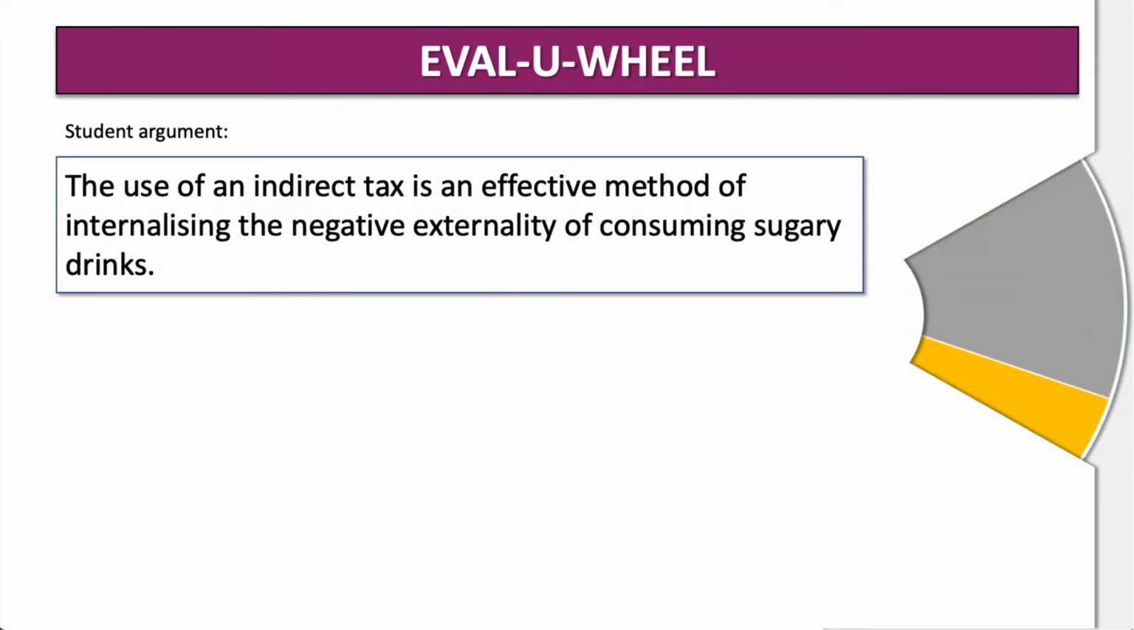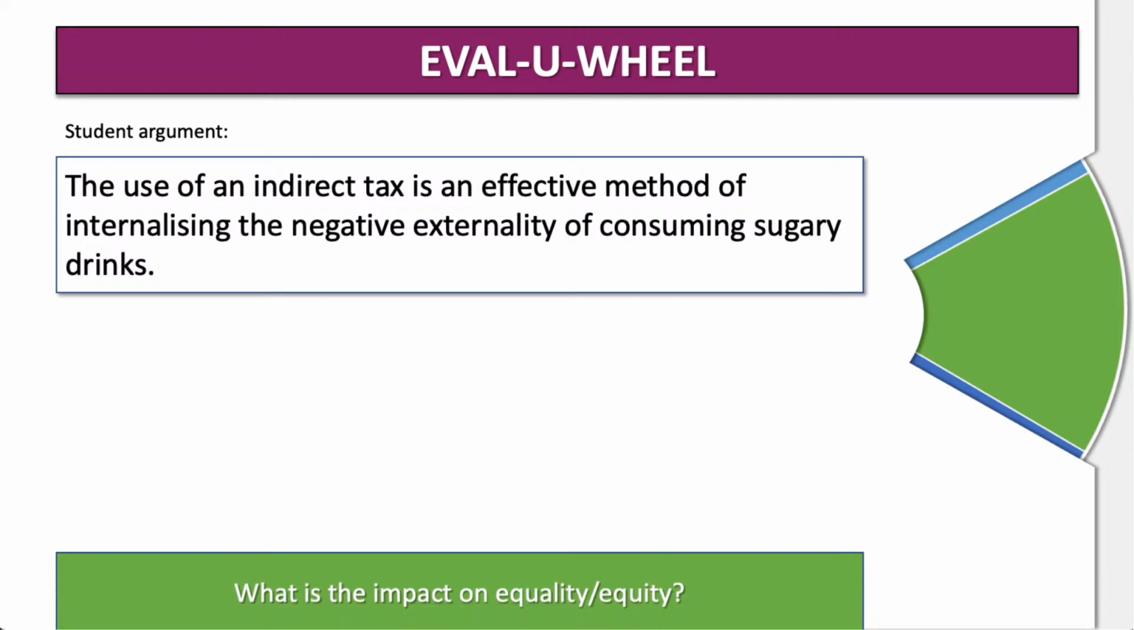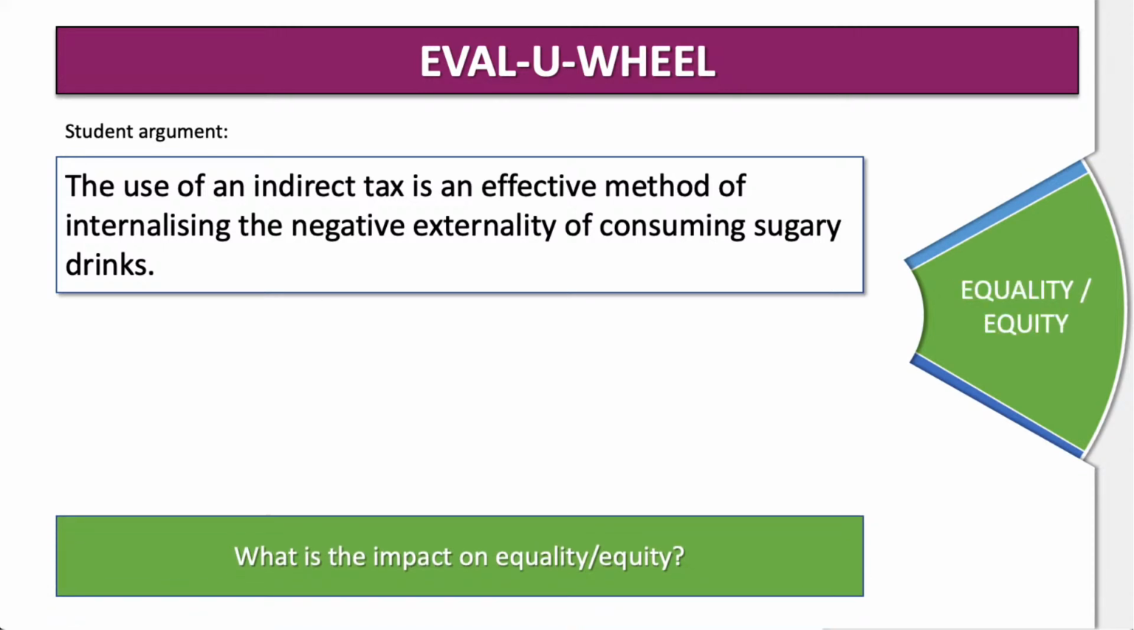So let's spin the wheel and see which one of those 6 random areas we're going to come up with as our method of evaluation. Okay, so we're looking for the impact on equality or equity as to how you might evaluate that piece of analysis about the indirect tax being an effective method of internalising the negative externality. What have you got here as your suggestions for the impact on equality and equity?